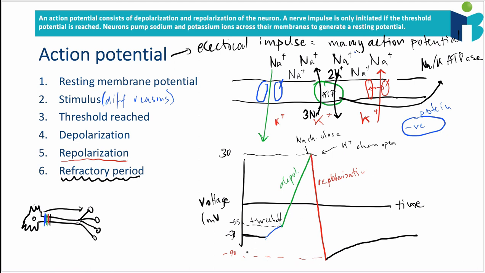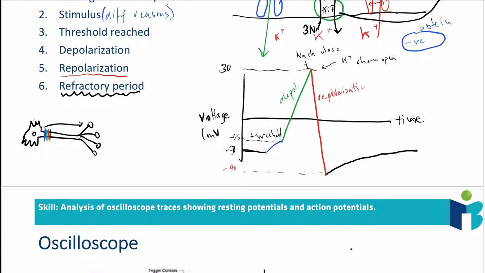And then once we reach roughly negative 90, the sodium-potassium ATPase is going to start doing active transport, where it exchanges 3 Na plus for 2 K plus. That's how we restore back to the resting membrane potential. So those are all the steps of an action potential.